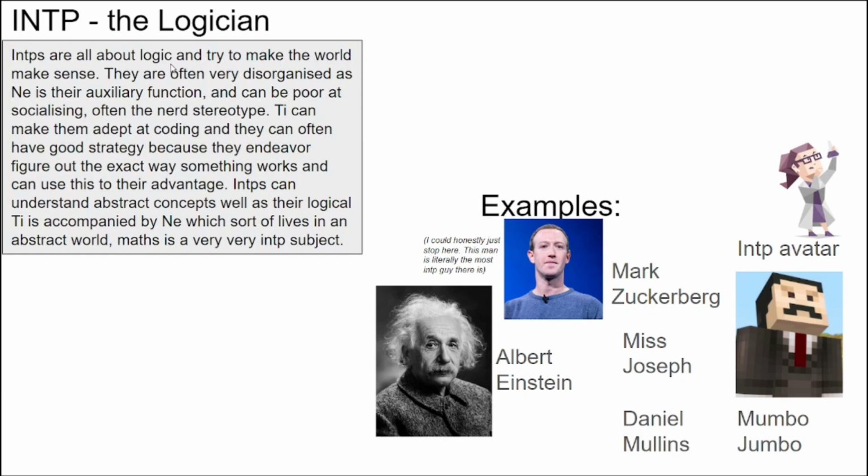INTPs are all about logic and try to make the world make sense. They're often very disorganized, as NE, extroverted intuition, is their auxiliary function, and they can be poor at socializing, so they're like nerds. TI can make them good at coding, and they often have good strategy because they endeavor to find out the exact way something works and can use this to their advantage.